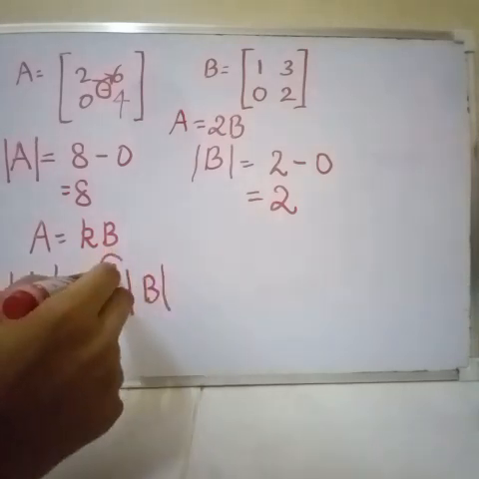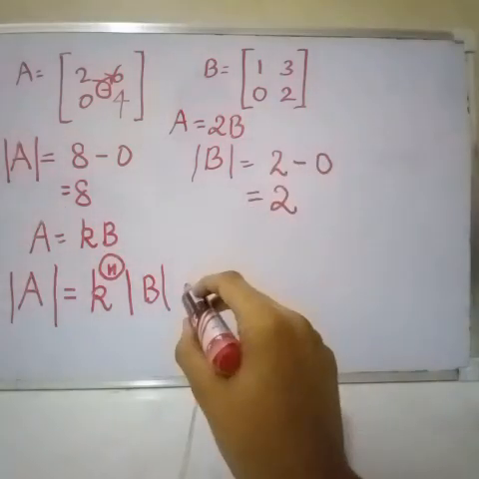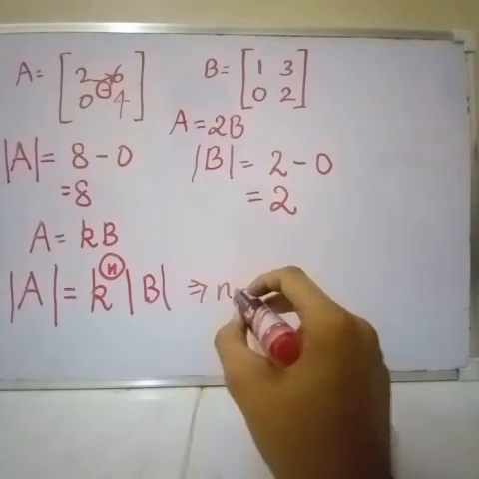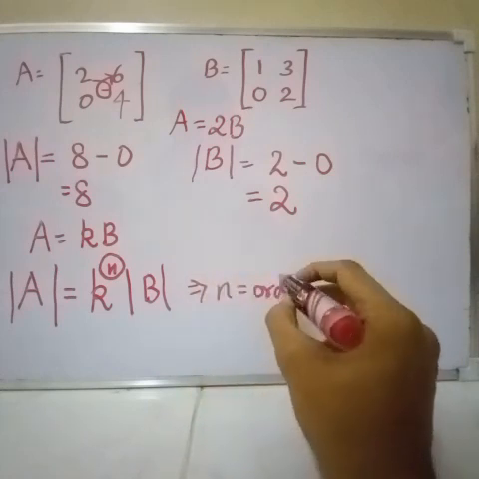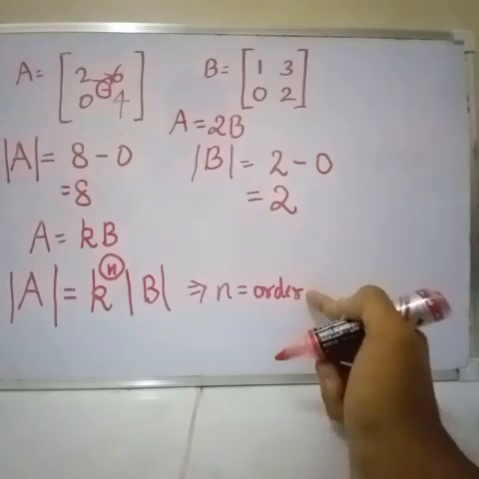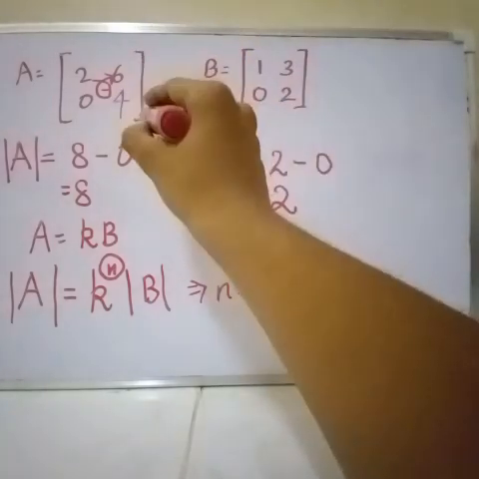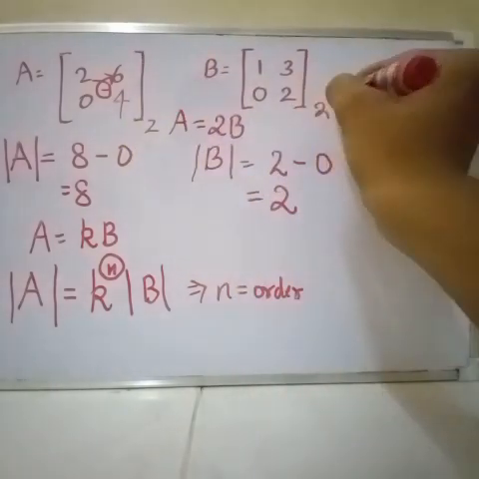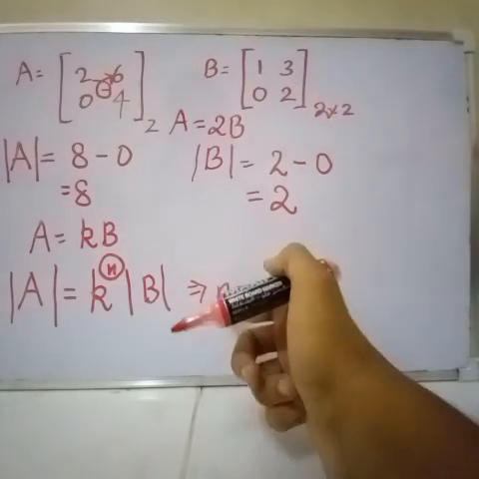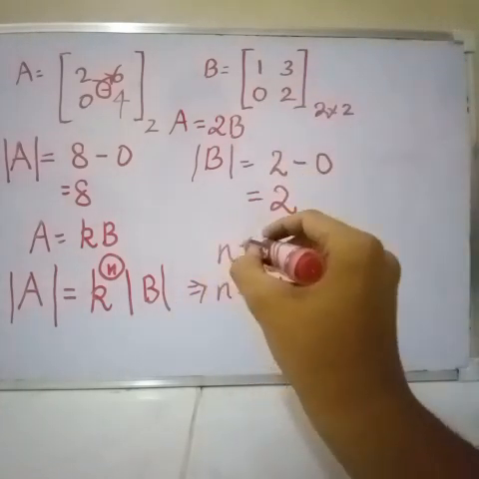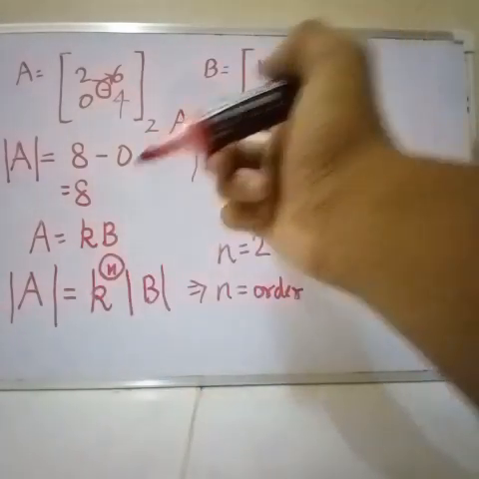So what is this n? You will be asking, right? So n is the order of the matrix. If you check here, the order of both the matrices is 2 by 2, right? So n here will be 2. You can check out this property here also.